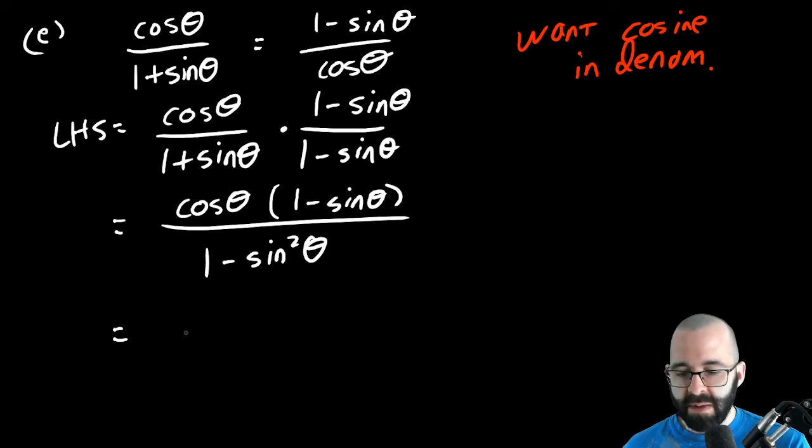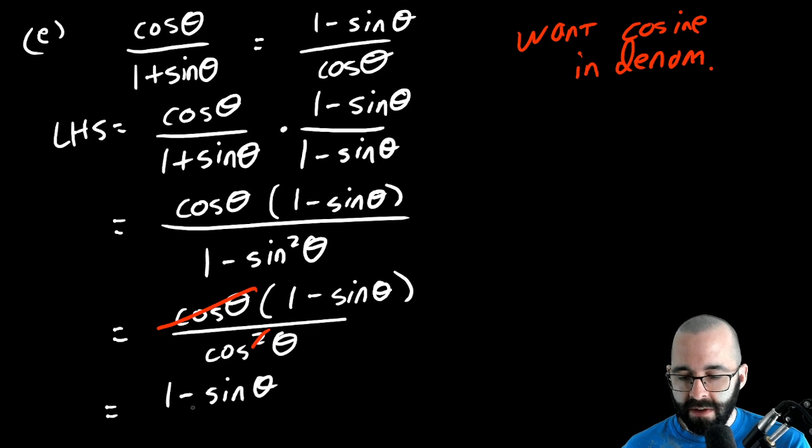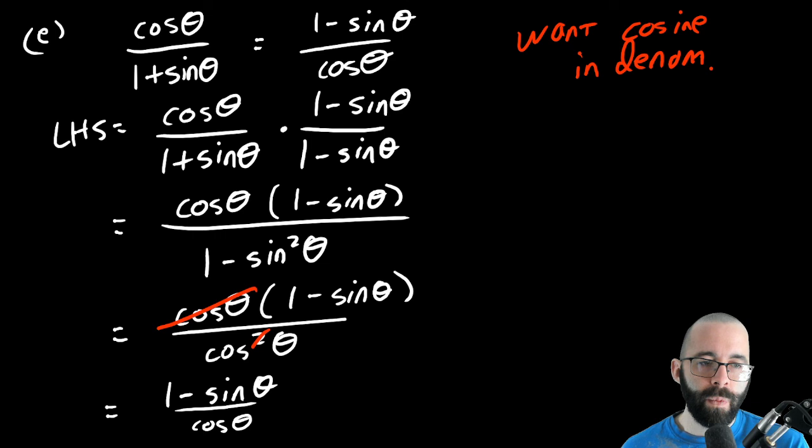Well, the bottom simplifies real nicely. Pythagorean identity. Top remains unchanged. You may have to factor it again if you did distribute it. One of these cosines cancels with one of these cosines. We're left with 1 minus sine of theta over cosine of theta. And now I don't know what to do. There's not really an easy way to simplify this. We could maybe split up the numerator. And yes, I'm tricking you to show a point.